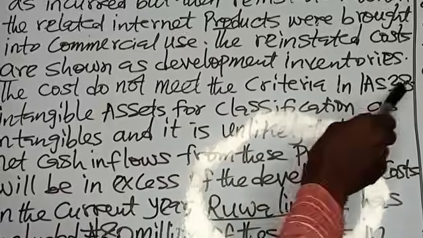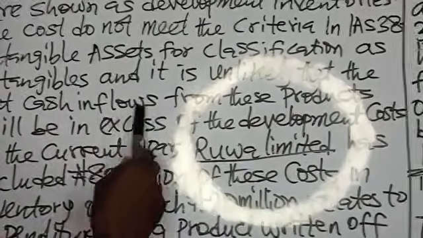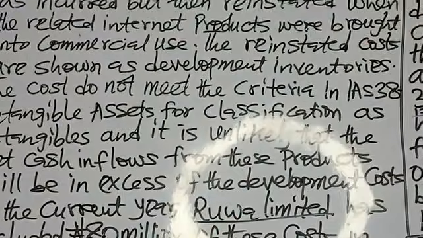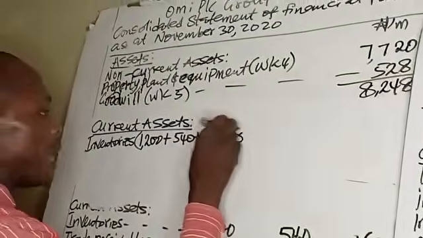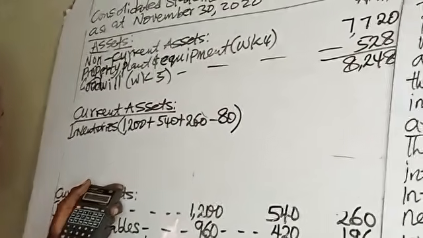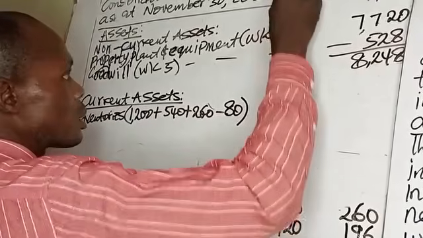The reinstated costs are shown as development inventories. The costs do not meet the criteria in IAS 38, intangible assets, for classification as intangibles, and it is unlikely that the net cash inflows from these products will be in excess of the development cost. In the current year, Ruwa Limited has included 80 million naira of this cost in inventory. Since 80 million has been included in inventory and the cost does not meet the recognition criteria in IAS 38, we are going to derecognize it. So now let's remove it from inventory. So 1,200 plus 540 plus 260 minus 80, we have 1,920. That is current assets.